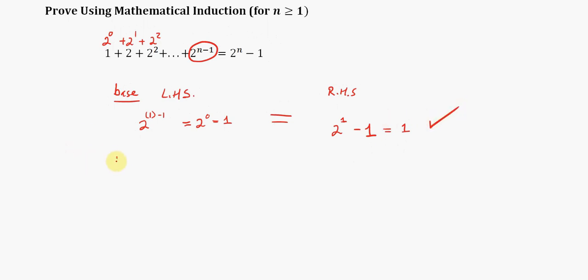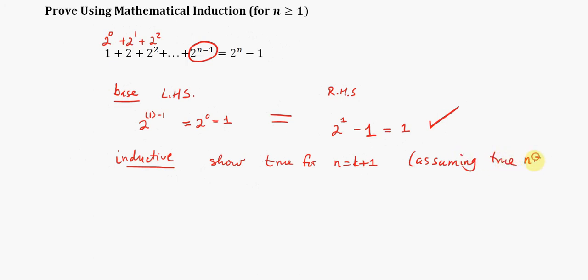Okay? Now, let us move on to the inductive case then. We want to show that if the statement is true for n equals k, it is also true for n equals k plus 1, assuming that it's already true for n equals k. All right. Now, so let's list this out.